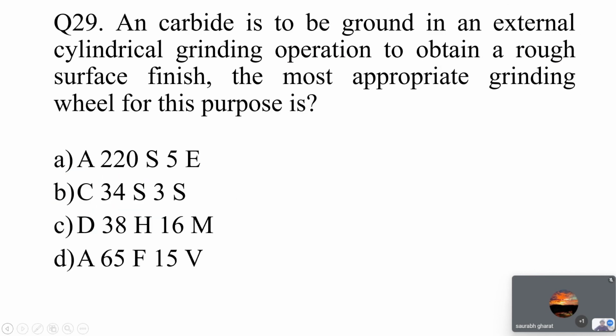Carbide is to be ground in an external grinding operation to obtain a rough surface finish. The most appropriate grinding wheel for this purpose is? So what do we want here? That's again a question. If you solve that question, your answer is solved. What you want is the important question here. Obtain a rough surface finish. What do you mean by rough surface finish? Your grains must be coarse. And what is the material? Carbide.